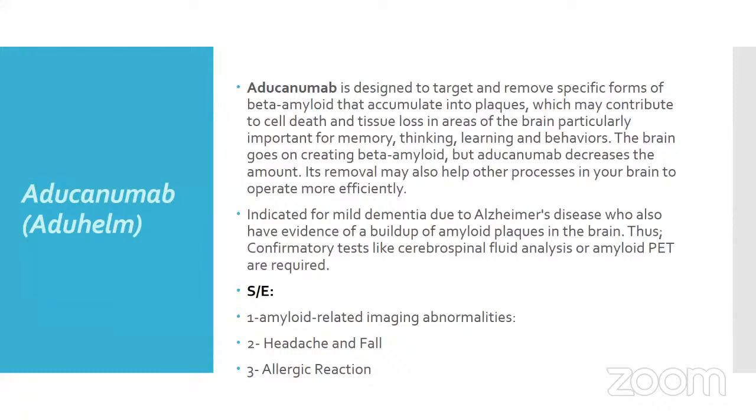So aducanumab is designed to target and remove a specific form of beta amyloid that accumulates into plaques, which may contribute to cell death and tissue loss in areas of the brain particularly important for memory, thinking, learning, and behaviors. And the brain goes on creating beta amyloid, but aducanumab decreases the amount. Its removal may also help other processes in the brain to operate more efficiently.